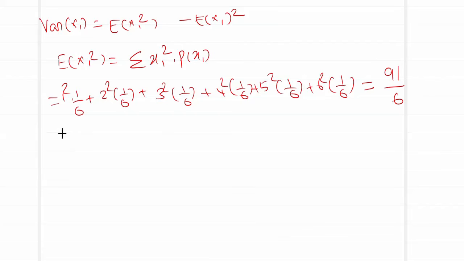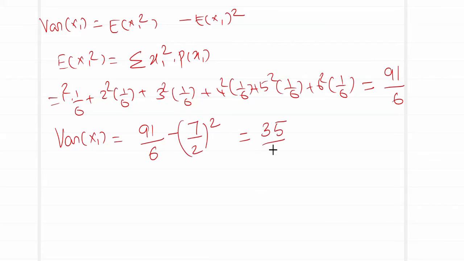Hence, I have the variance of X1 equal to 91 by 6 minus E of X1, which was 7 by 2, the whole square. So this gives me the answer as 35 by 12. Hence, variance of X1 is 35 by 12, which is the same as the variance of X2. Now what we require is the mean of the sum of two numbers, that is the mean of X.